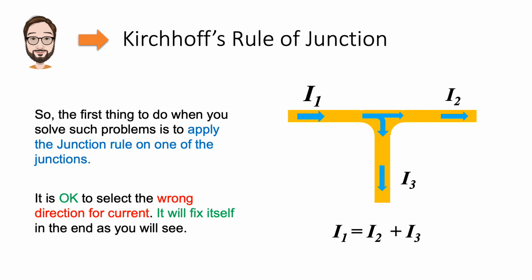An important note: it's okay to make mistakes. If you propose a wrong direction for the current, you will find out in the end that the circuit will fix itself. So it's okay to make a mistake at that part.